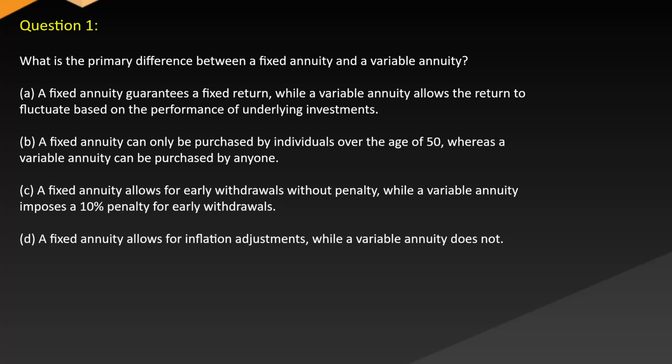C. A fixed annuity allows for early withdrawals without penalty, while a variable annuity imposes a 10% penalty for early withdrawals. D. A fixed annuity allows for inflation adjustments, while a variable annuity does not.